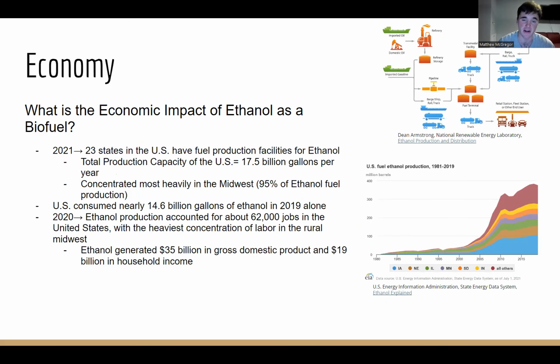So the economy of ethanol has been booming. From 1981 to 2019, the production of ethanol, as you can see, has gone way up. In 2020, ethanol generated $35 billion in gross domestic product and $19 billion in household income. That is insane. It is a huge part of the economy, especially in the Midwest.